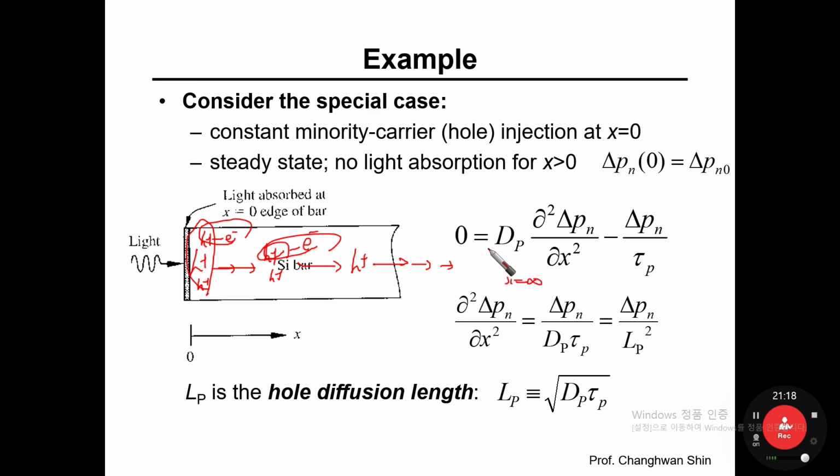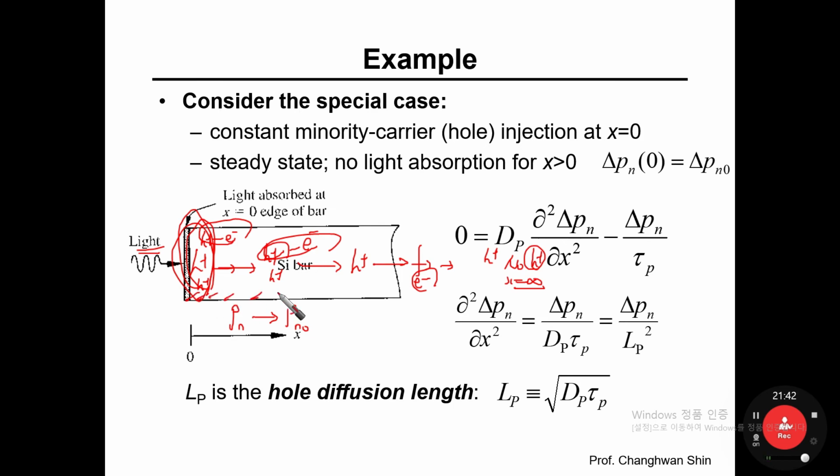Do you believe the hole is still there? No. At some point, the hole would be recombined with electrons. So at x of infinity, no holes are left behind. But this hole means the newly created holes by light. So p_n is approaching p_n naught.